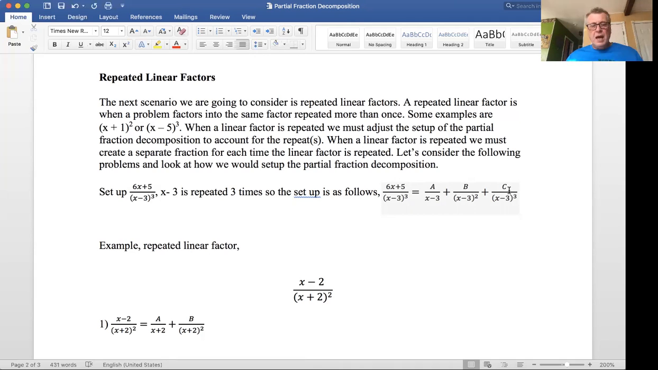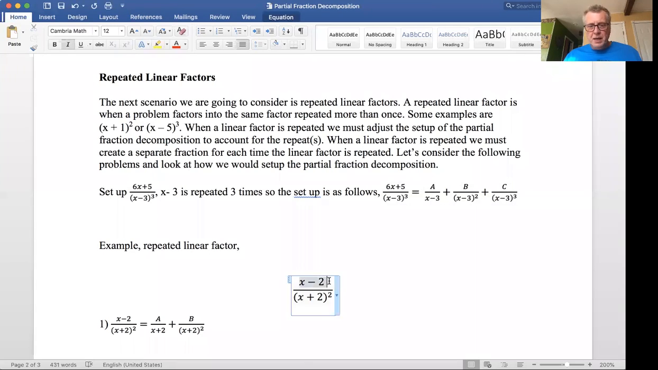So if it was (x - 3) to the fourth, we'd have a D over (x - 3) to the fourth. Okay? So if we had something like x cubed in a denominator, we would have A over x plus B over x squared plus C over x to the third. Okay? Let's take a look at an example.